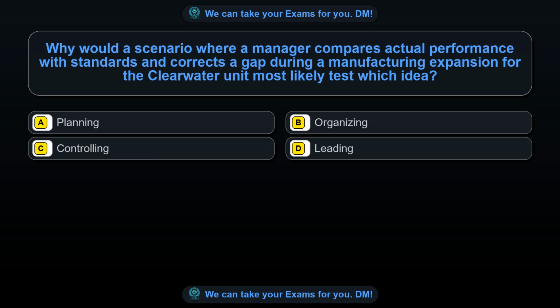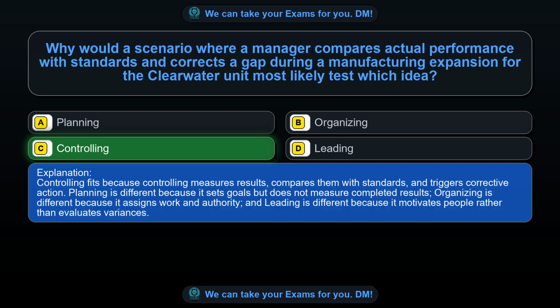Question 21. Why would a scenario where a manager compares actual performance with standards and corrects a gap during a manufacturing expansion for the Clearwater unit most likely test which idea? Option A, planning. Option B, organizing. Option C, controlling. Option D, leading. The correct answer is option C, controlling.